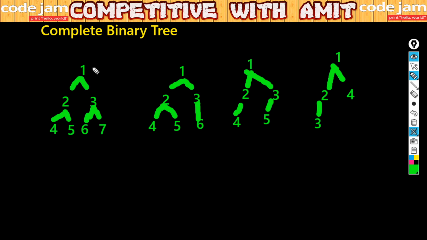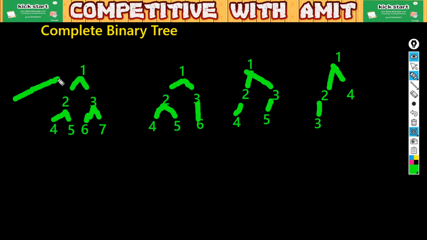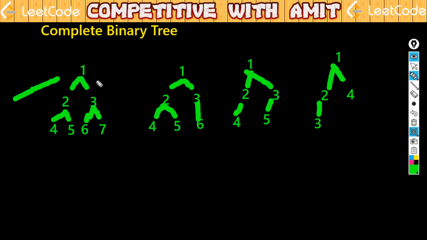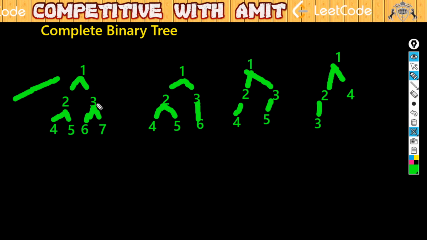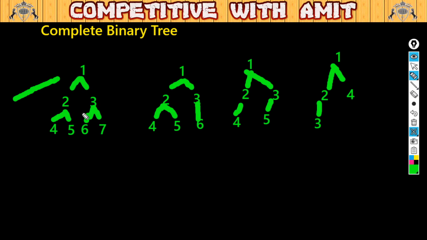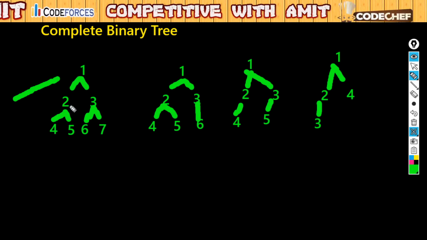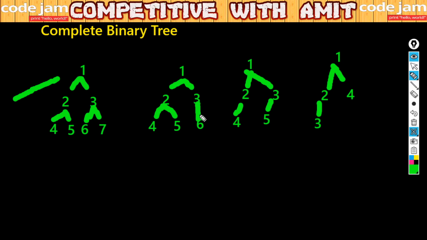The first diagram, this one, is a complete binary tree. Why is it a complete binary tree? Because each node has two children. One has 2 and 3, 2 has 4 and 5, 3 has 6 and 7. So this is a complete binary tree. After that we come to the second one.